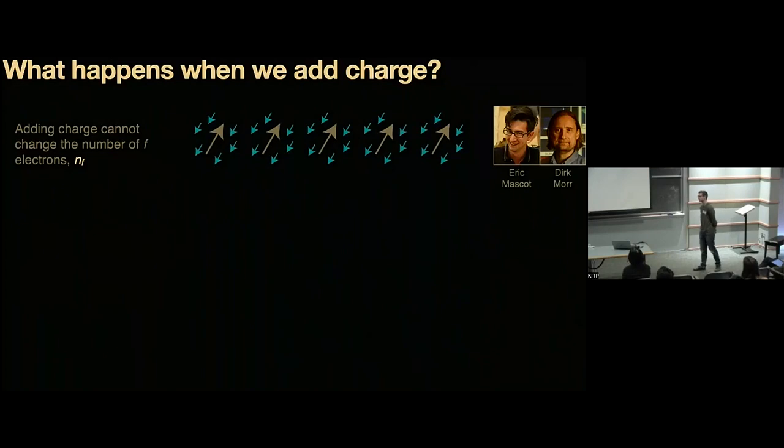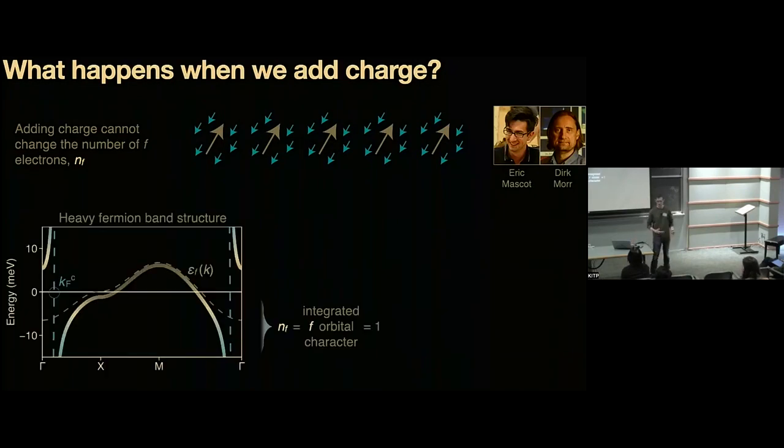The key thing to think about is what happens when you add charge to a Kondo lattice. And that turns out to be different from how you might dope a different material. The main thing you have to keep in mind is that as you add charge carriers, you don't change the number of F moments. There's still going to be one of them at every site. The reason that's non-trivial is because the Fermi surface does contain F orbital character. It got there from the Kondo renormalization.